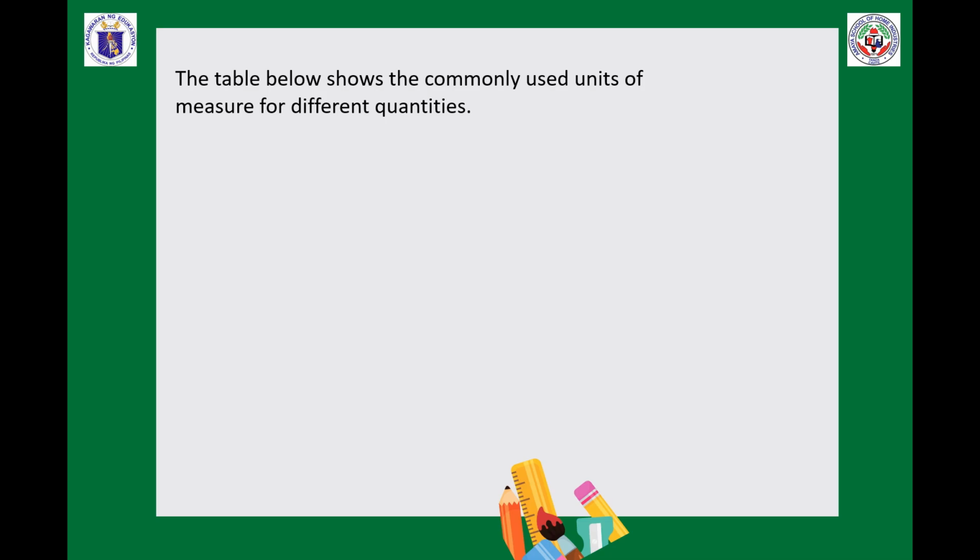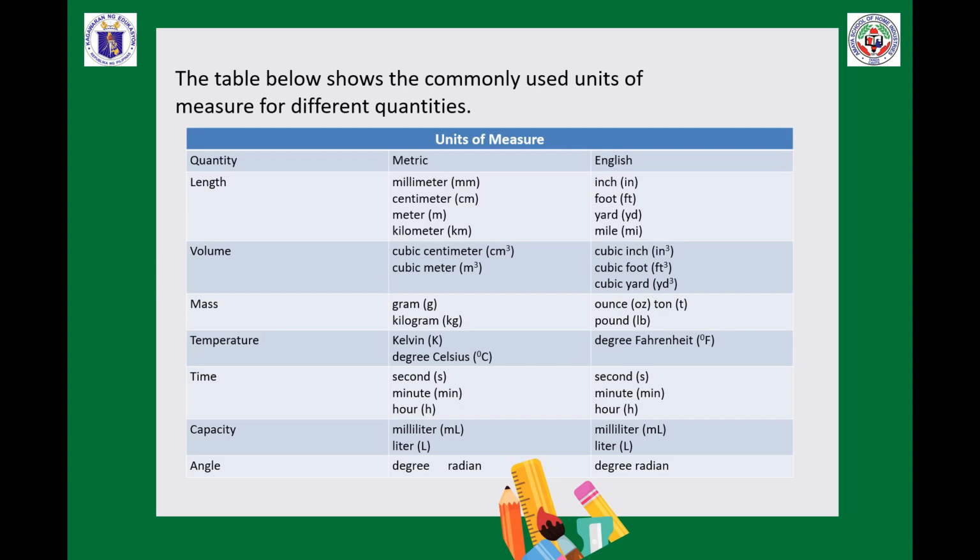The table below shows the commonly used units of measure for different quantities. We have here the first column, quantity. Second column is the metric system, and the third column is the English system. For the length, we have here millimeter, centimeter, meter, and kilometer. For the English system, we have inch, foot, yard, and mile.